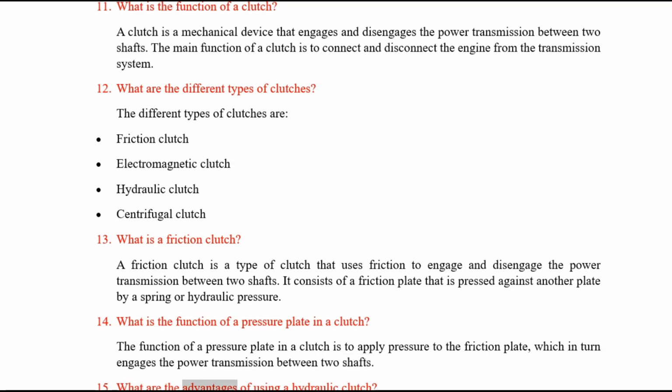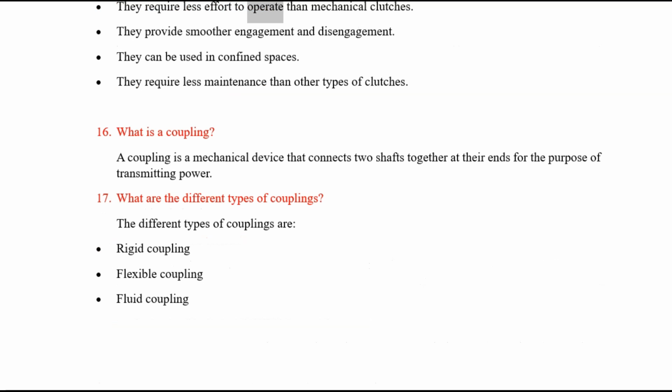What are the advantages of using a hydraulic clutch? The advantages of using a hydraulic clutch are: they require less effort to operate than mechanical clutches. They provide smoother engagement and disengagement. They can be used in confined spaces. They require less maintenance than other types of clutches.